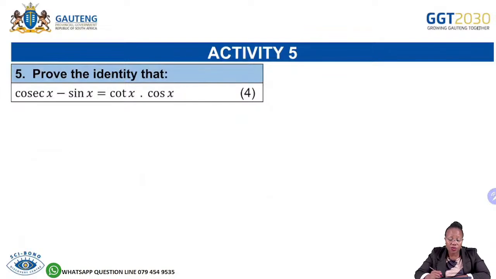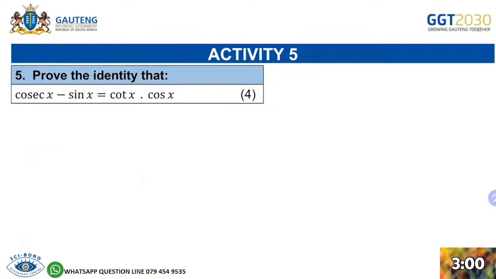And then this is your activity, grade 12. First 3 minutes on that one. That is the last activity for the day. Your 3 minutes starts now.